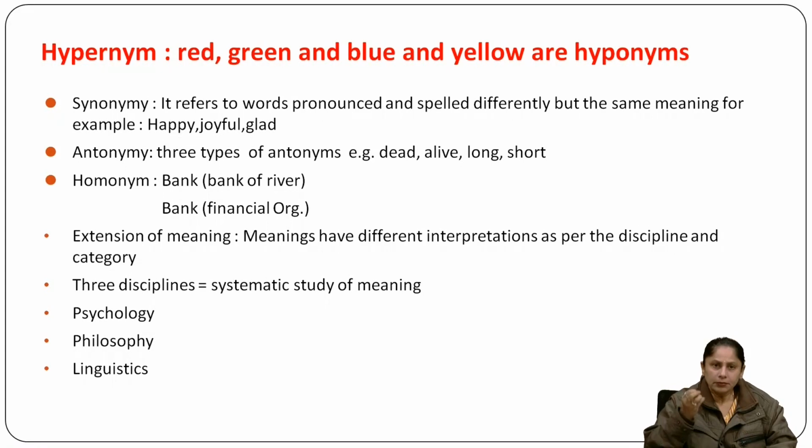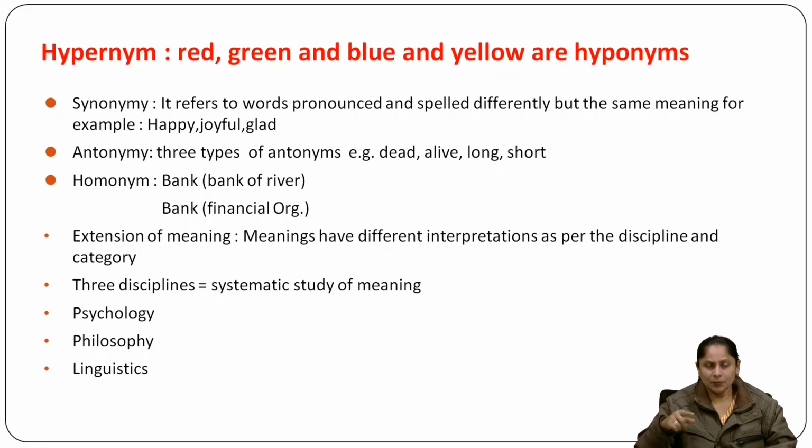Then synonymy, it refers to words pronounced and spelled differently but with the same meaning. For example, happy, joyful, glad. All the three words are different, but they similarly denote one single thing. As for example, if I say pupil, student, sophomore, learner, all are equal. Finally, we are talking about the person who wants to learn something. So I think you will be in a condition to understand synonymy easily.